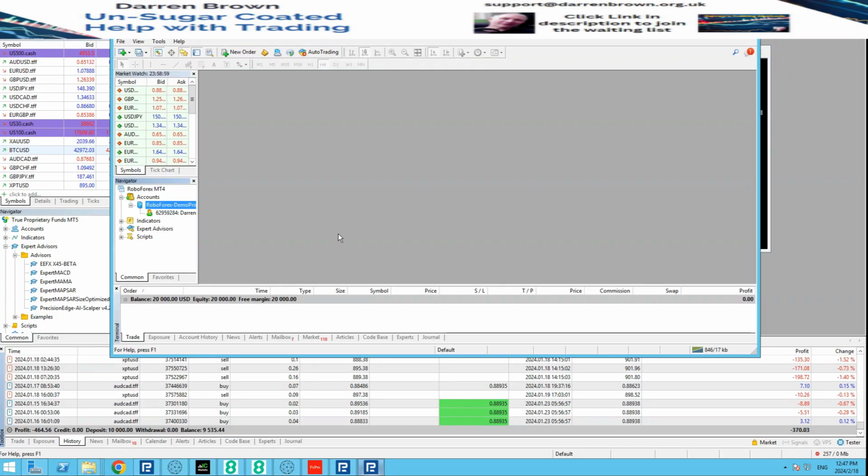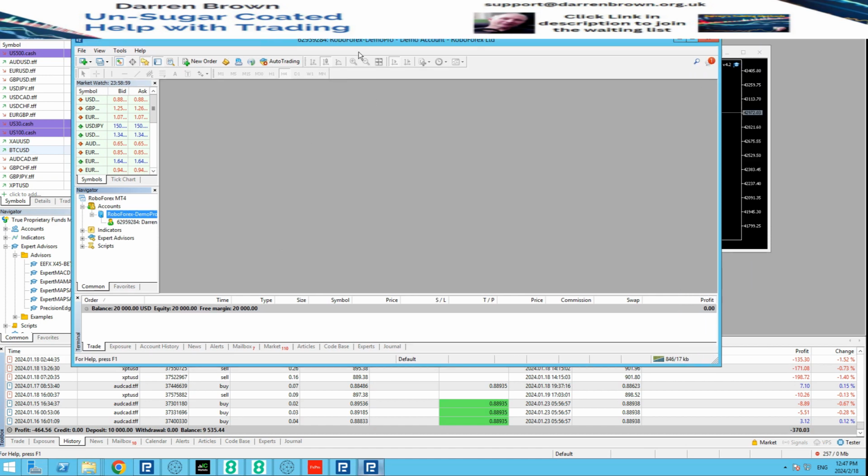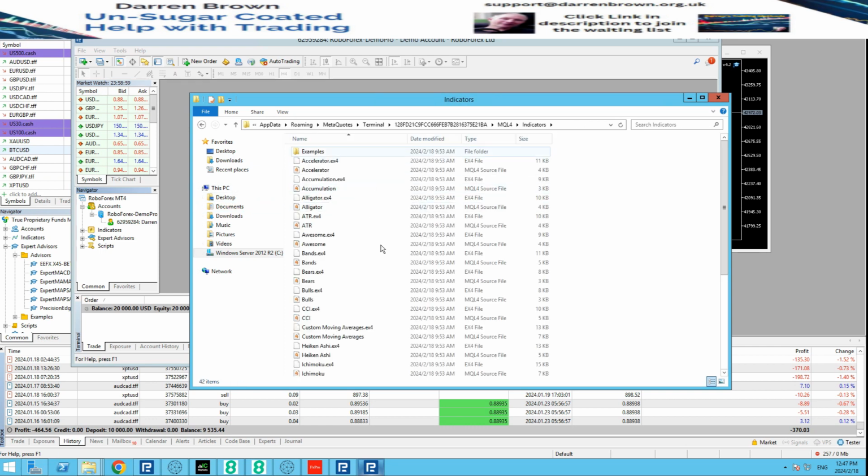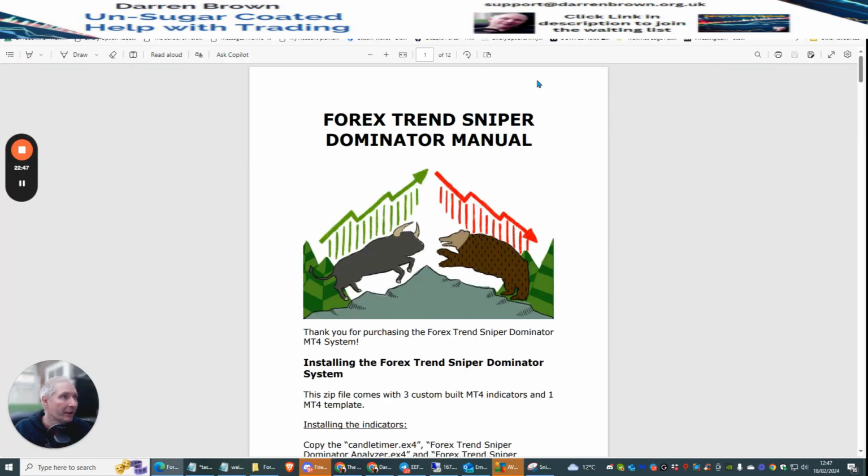I'm going to go to a nice fresh account. This is my 20k account right here. Okay, this is a demo account. So the first thing we're going to do is we're going to click on File. We're going to click on Open Data Folder. We're going to click on MQL4, and then we're going to click on Indicators, and now we're going to paste in our 3 indicators. Now I'm going to be showing you this in the quick version, you'll be pleased to know.